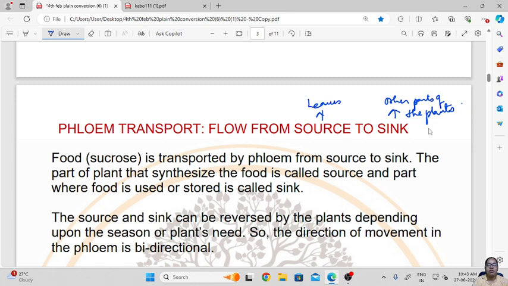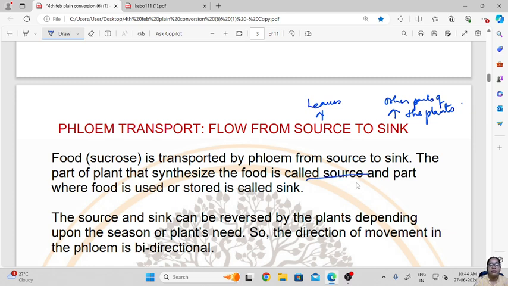So this is how the source and sink relationship helps in the transportation of the sucrose, which is formed during the photosynthesis, by the phloem tissue. So let us understand how this mechanism works, that is how the source sink mechanism works. So food sucrose is transported by the phloem from source to sink. The part of the plant that synthesizes food is called as the source, and the part where the food is stored is called as the sink.